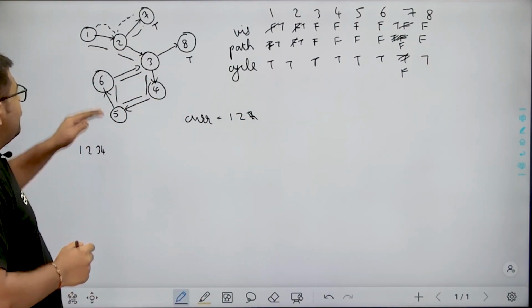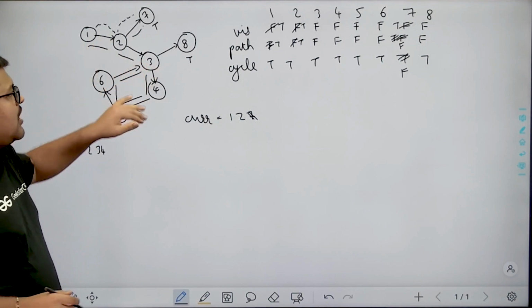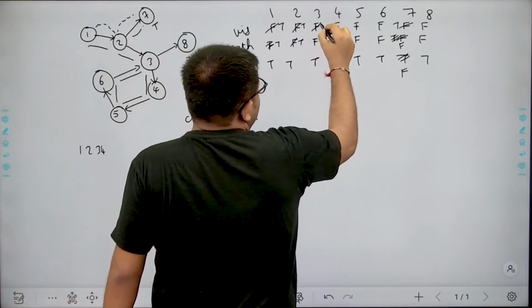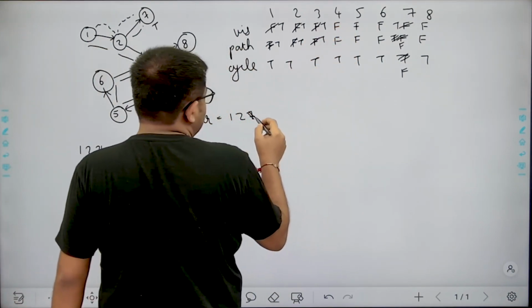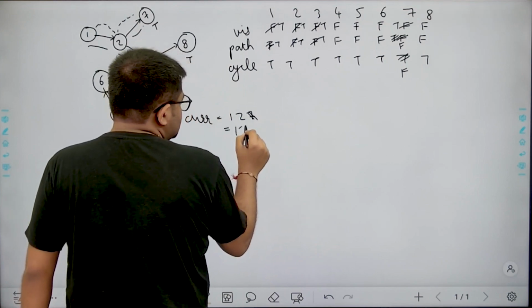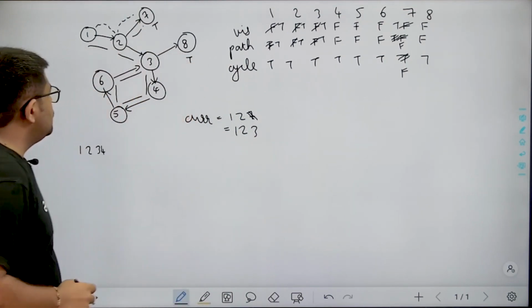Okay, now from 2 I can go to 3. So I'll go to 3. 3 is not visited before. I'll mark it as 2. I'll mark here also 2 and add it to my path. So my current path will become 1, 2 and 3.